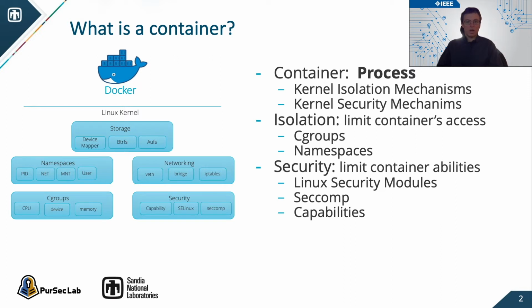In addition to container isolation mechanisms, we also have kernel security mechanisms. These affect what a container can do. These consist of Linux security modules, seccomp, and Linux capabilities. Linux security modules enable mandatory access control on the Linux operating system. Seccomp acts as a firewall for system calls, while Linux capabilities break up the all-encompassing root user into 38 fine-grained permissions.